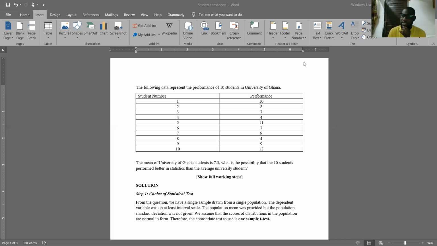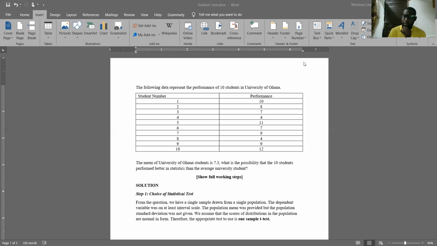After you've figured this out, you ask yourself, what is the difference between z-test and one sample t-test? And as I indicated, the only difference has to do with the fact that with z-test, the population mean and the population standard deviation should be provided in the question. Whereas with one sample t, the population mean sometimes will be given, but always the population standard deviation should not be provided in the question.